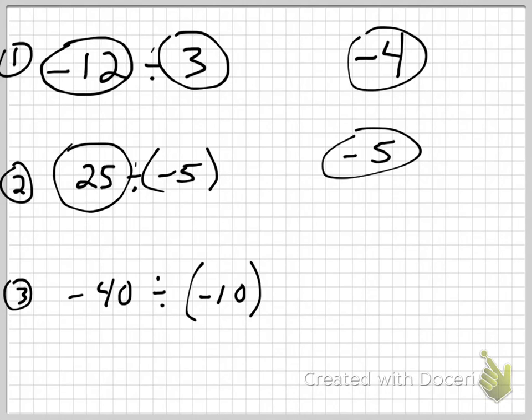Number 3, I have a negative divided by a negative. Before I even look at the numbers, I have a negative divided by a negative. What's that mean the answer is going to be? Positive. What's 40 divided by 10? Do we all see that? We need to do another quiz?